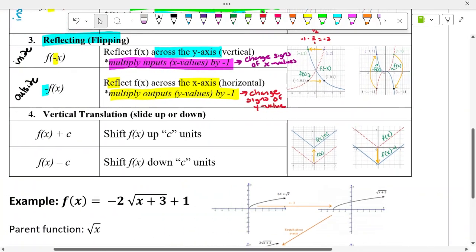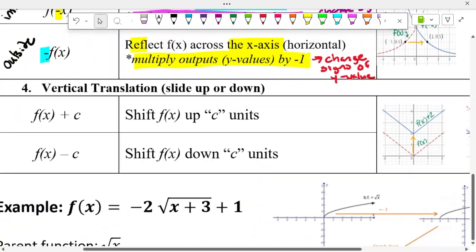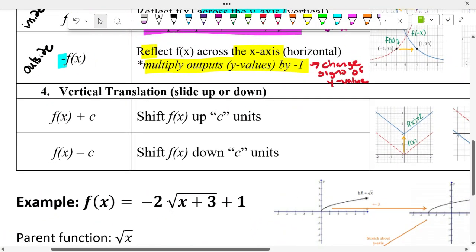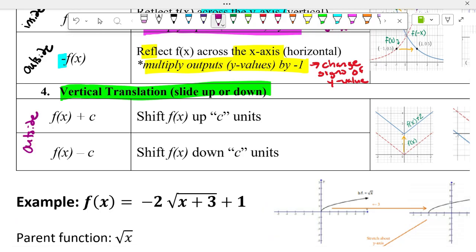The last one, and this is probably the easiest. Vertical translations. Both of these are exclusively outside your brackets. Now, this is the translation that makes sense logically. So plus actually means what you would think plus means. Minus means what you think minus would mean.